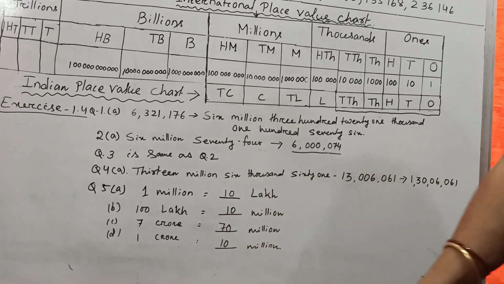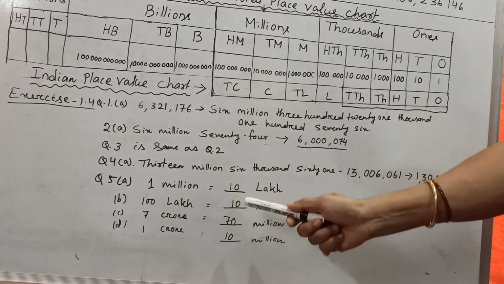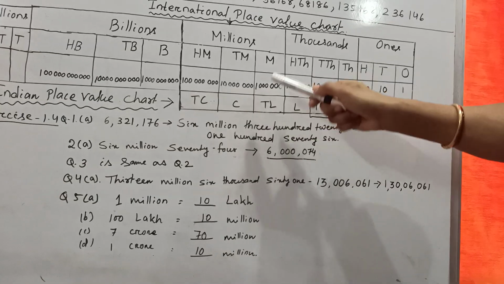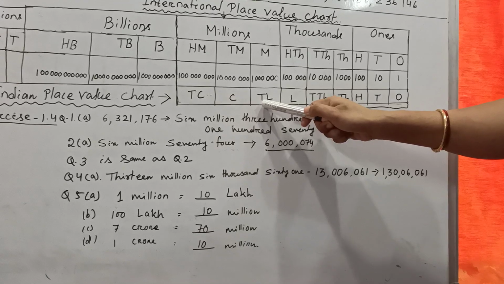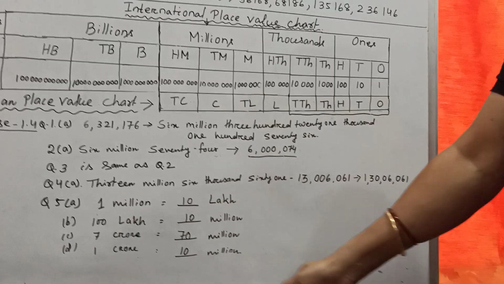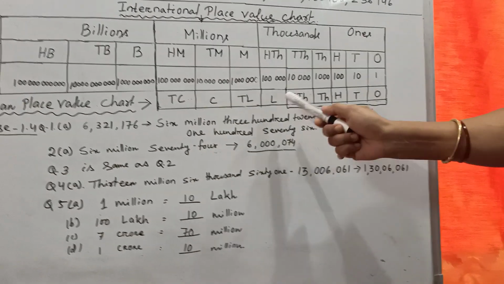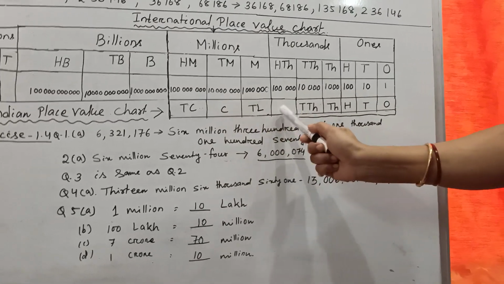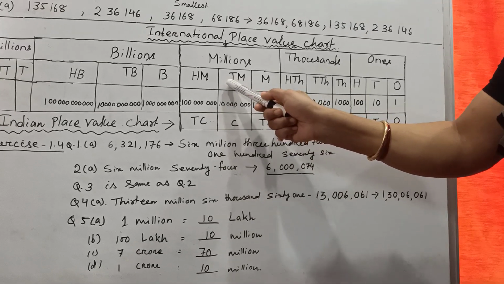Then come to question number 5. Here fill in the blanks is given. 1 million is dash lakh. See, million is the same as 10 lakh. In the international place value system, this is million. In the Indian place value system, that is 10 lakh. So 1 million is 10 lakh. The second question is 100 lakh is dash million. Where is 100 lakh? This place is 100 lakh. Lakh, 10 lakh, 100 lakh. 100 lakh means this is 10 million.